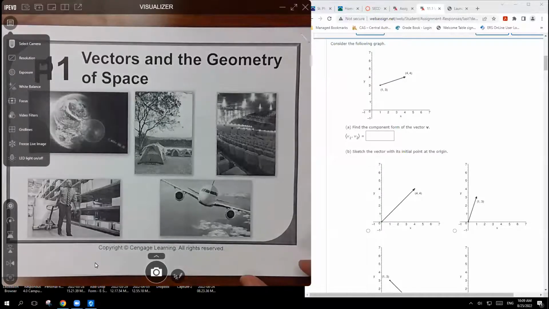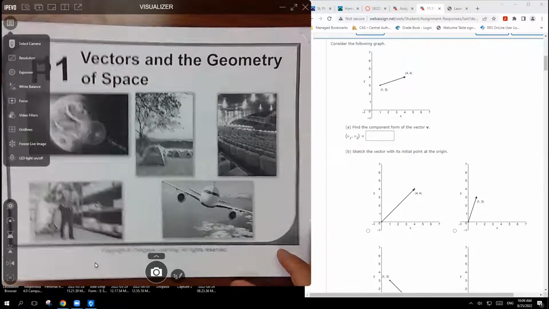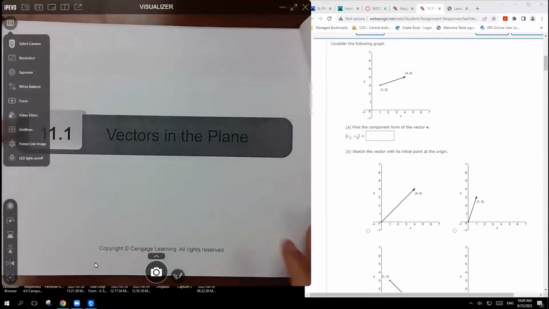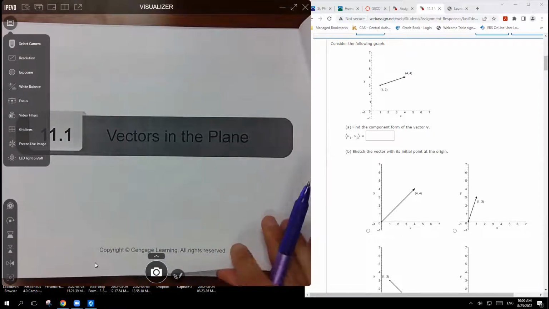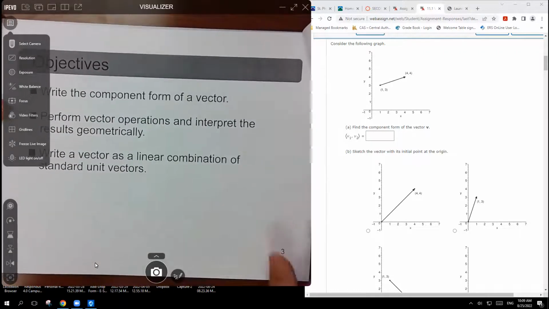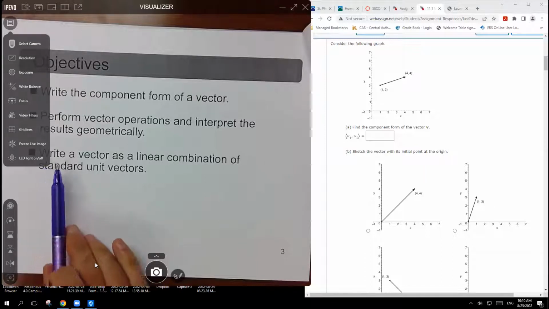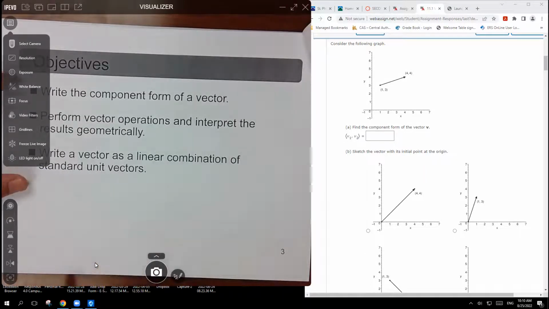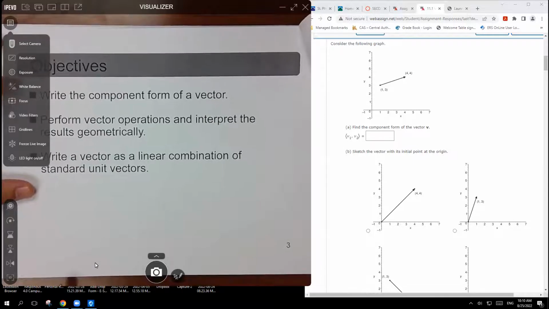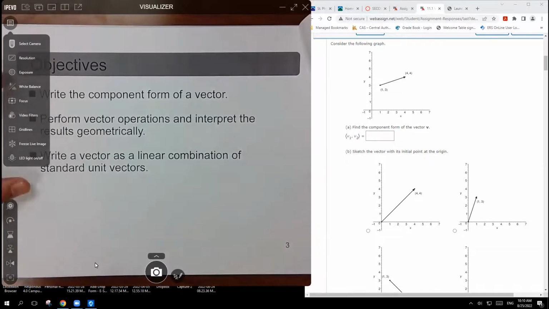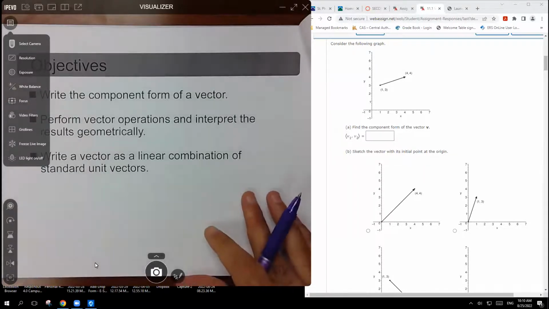So here's the first section, 11.1, vector space of vectors in the plane. Here's the important thing: we need to know how to write the component of each vector, perform the operation, and write the vector in linear computation. If you took linear algebra before, you already have some notes about how to write down the vector, but we're going to go through fast on this, and I'm going to solve some examples.